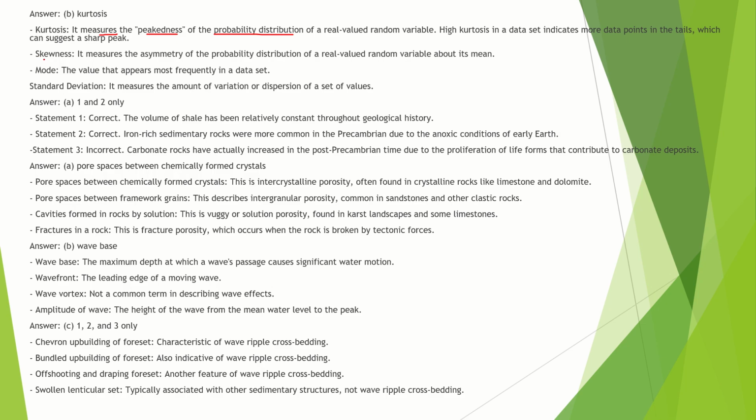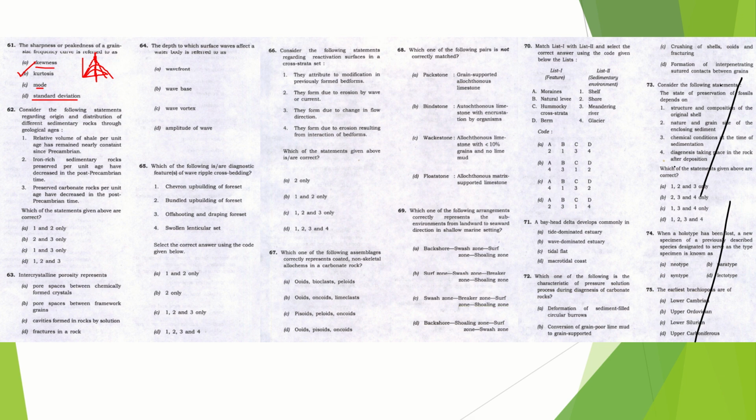Now, skewness measures the asymmetry of a probability distribution of a real valued random variable about its mean. Supposedly, like this. My pen is not working fine. Positively skewed, negatively skewed, like in this way. Mode is the value that appears most frequently in a dataset. Standard deviation measures the amount of variation or dispersion of a set of values.